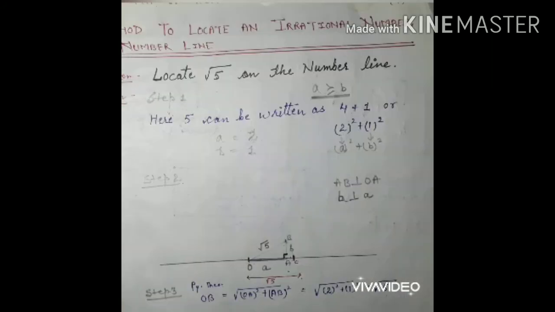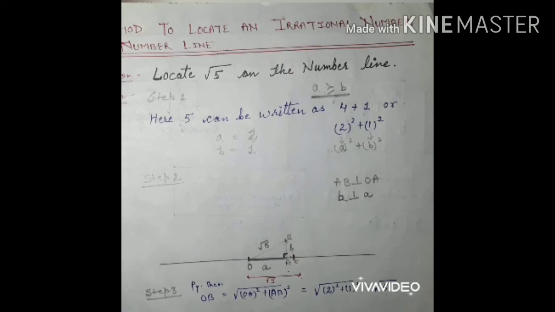Now our new topic is how to represent the irrational number on the number line. Earlier we learned how to represent numbers on the number line. Now we have to represent an irrational number on the number line. Here we are solving this by taking one question. The question is: locate root 5 on the number line. Here root 5 is an irrational number.